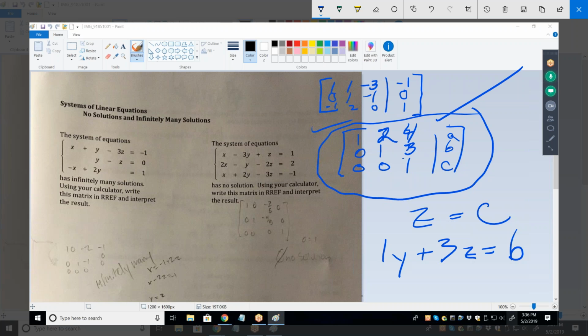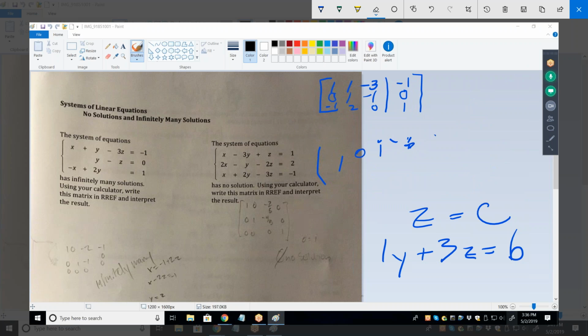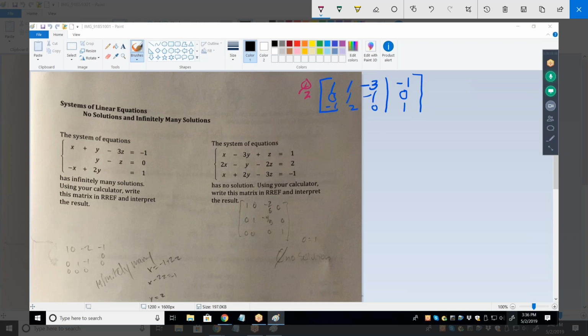Now, let's talk about how we do all of this. Because this is really the essence. Okay, I'm going to do it this way. I'm going to label this so we can follow it. That's row 1, row 2, and row 3.